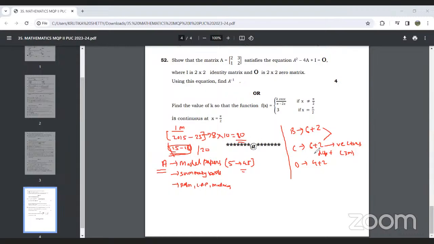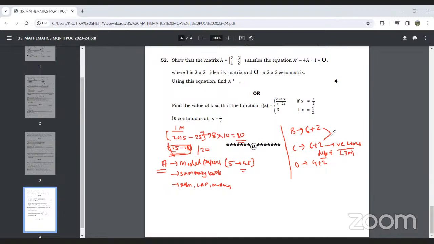So 4 questions will be covered, and then 1 question you have from relation and function, matrices, inverse trigonometry, and matrices. So easily you can attempt all the 6 questions here. Okay. So for part C, you need to concentrate on vectors and differentiation properly.